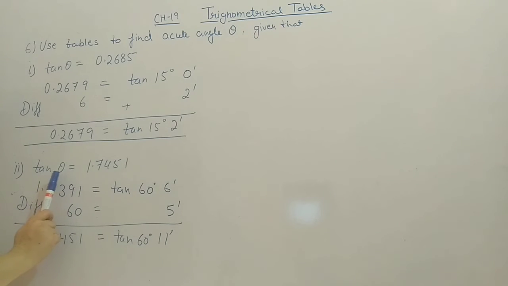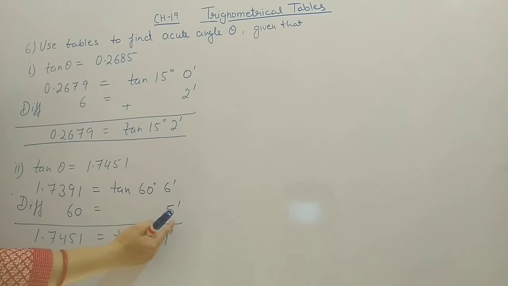Second part, tan theta is 1.7451. Check the nearby value, 1.7391, which is equal to tan 60 degree 6 minute. Now the difference between 51 and 91 is 60. For this difference, check the angle difference, which is 5 minute. So 1.7451 will be equal to tan 60 degree 11 minute.